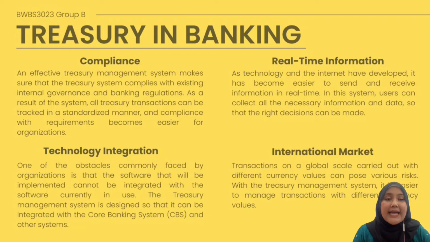And the second is real-time information. As technology and the internet have developed, it has become easier to send and receive information in real time. In this system, users can collect all the necessary information and data so that the right decision can be made. And the third is technology integration. One of the obstacles commonly faced by organizations is that software that will be implemented cannot be integrated with the software currently in use. The treasury management system is designed so that it can be integrated with the core banking system.